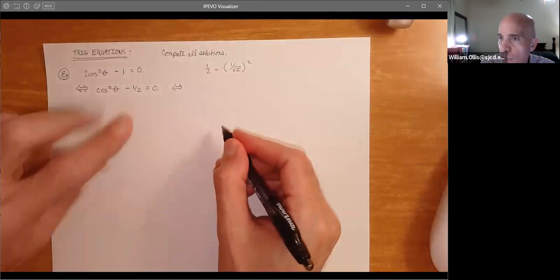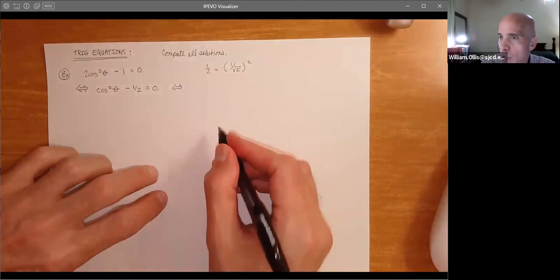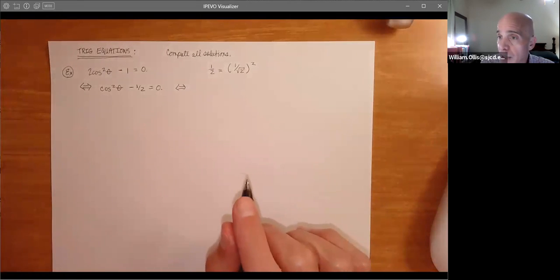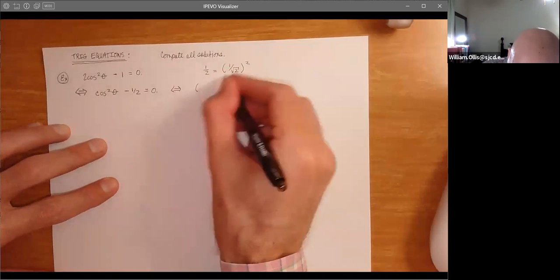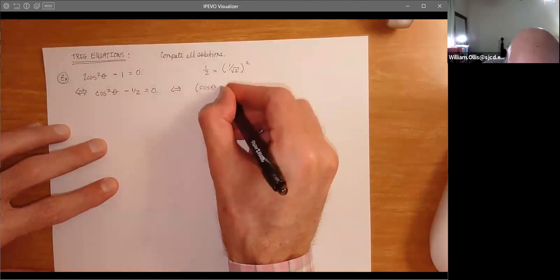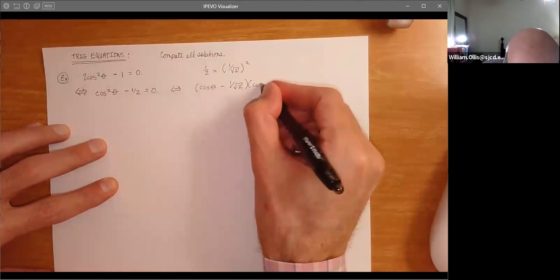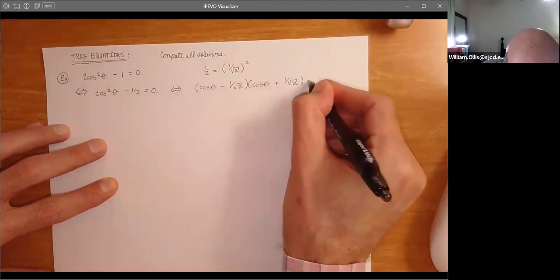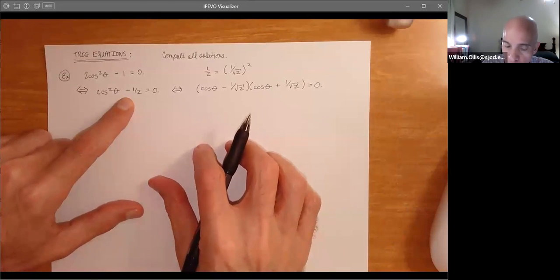So of course that's something on the unit circle. So at least we're not going to have an awkward looking answer, even though an exact answer may not look beautiful. It will still be what we need, which is exact. So using this identity, we get cosine theta minus 1 over root 2 times cosine theta plus 1 over root 2 equals 0. So basically we've just factored the difference of two squares.